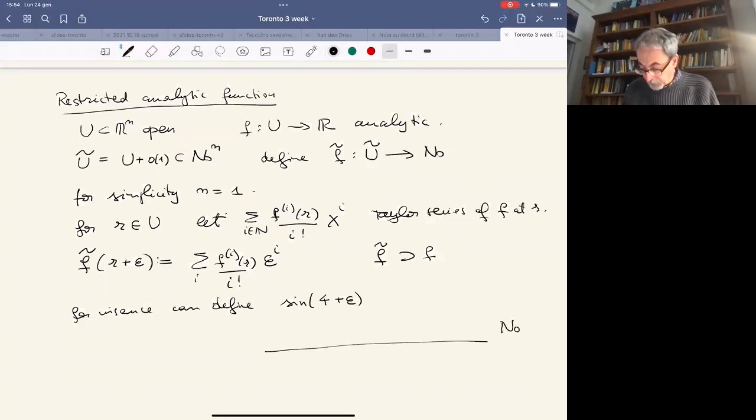You have the surreals here. Inside the surreals, you have the real numbers, but they are not cofinal. The convex hull of the reals are the finite elements. And you can define, for instance, the sine of finite elements.